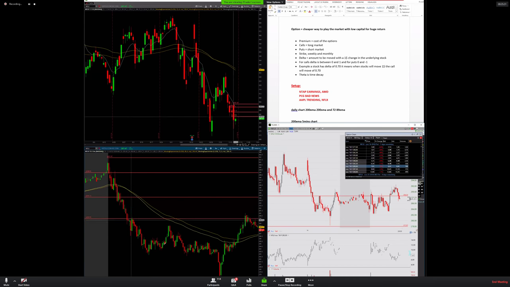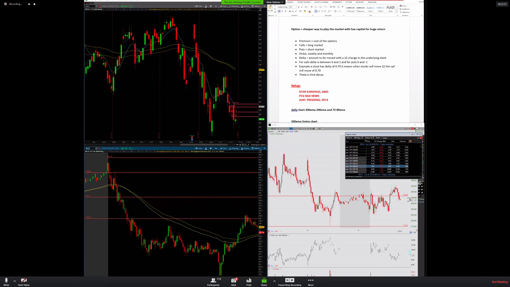So this is how they move, okay? No reason to buy 100 shares, 200 shares, 300 shares, 1,000 shares here. Just buy one contract. So this is basically trending Netflix or trending stocks, something like Apple.